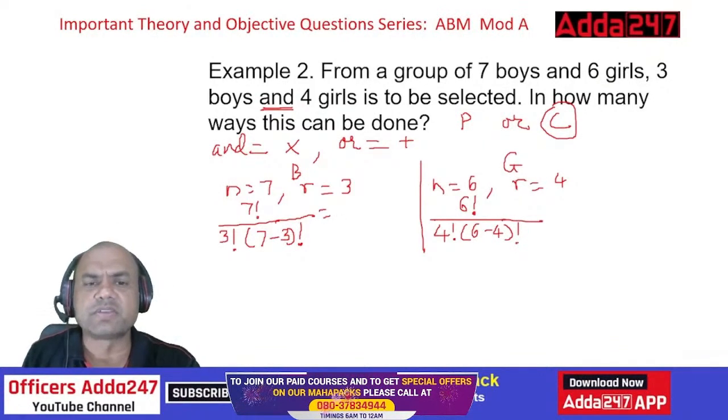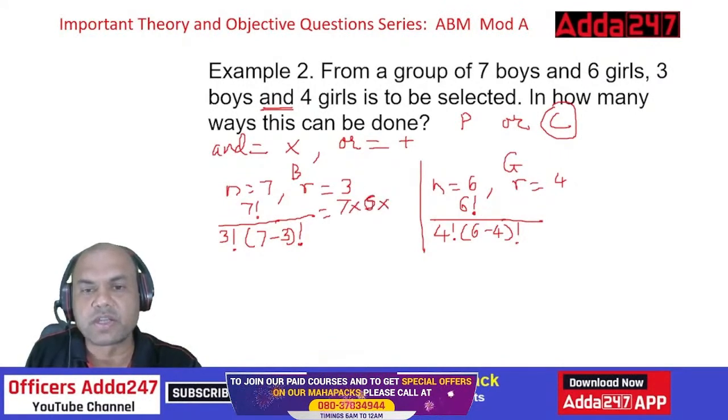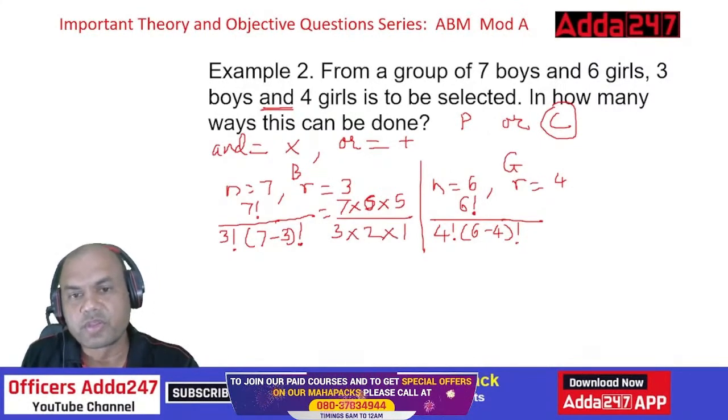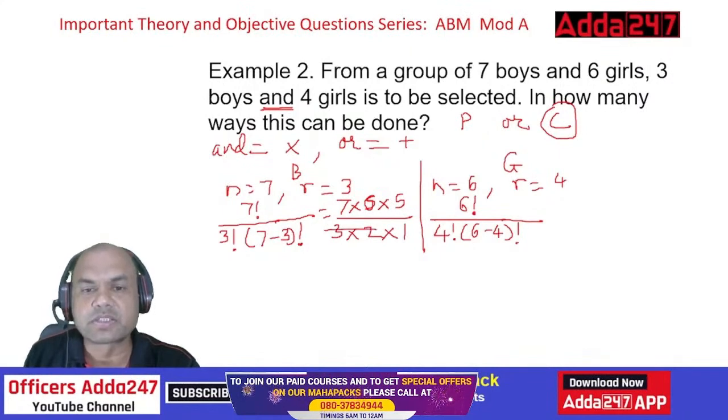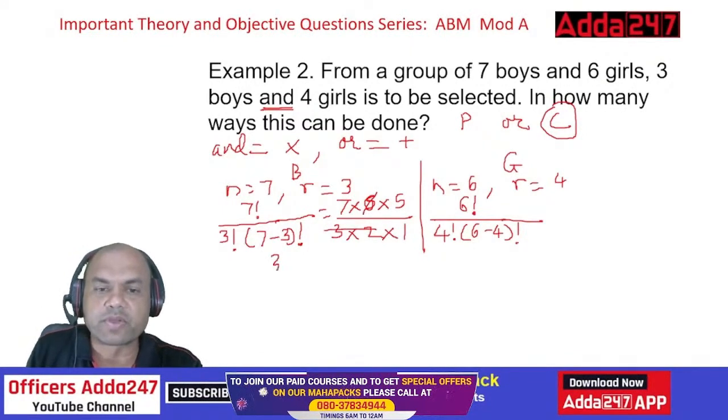So solve it. 7 factorial upon 3 factorial into 4 factorial. So the 4 factorial gets cancelled, and it is 7 into 6 into 5. And this 3 factorial is 3 into 2 into 1. 4 factorial is gone, so only this much. 3 into 2 is 6 and this 6 is gone. 7 into 5 is 35. So the answer is 35 for boys.